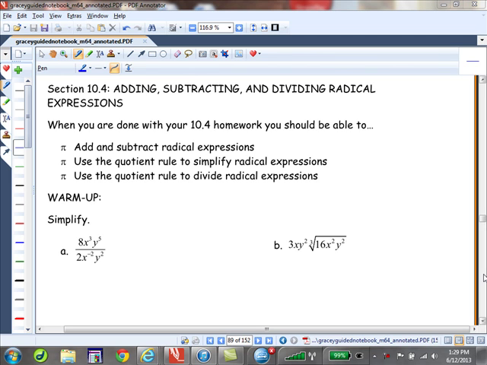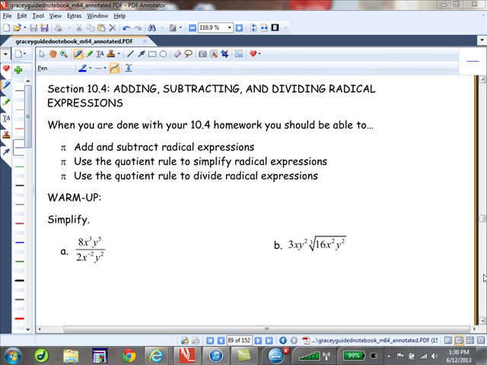We are back with section 10.4 from Blitzer's Introductory and Intermediate Algebra for College Students text. And today we'll be learning how to add and subtract radical expressions, which is just like adding and subtracting variable expressions, also known as like terms and that kind of stuff. We'll be using the quotient rule to simplify radical expressions and to divide radical expressions.